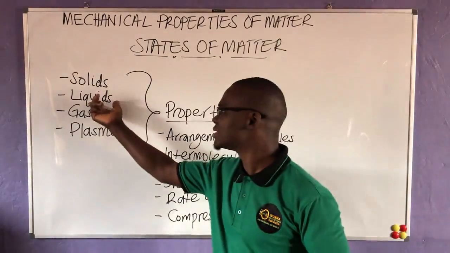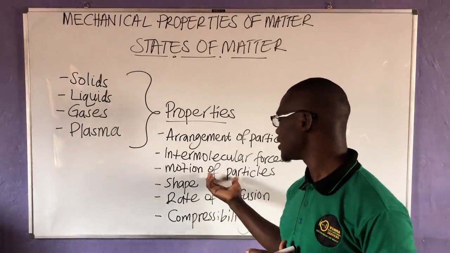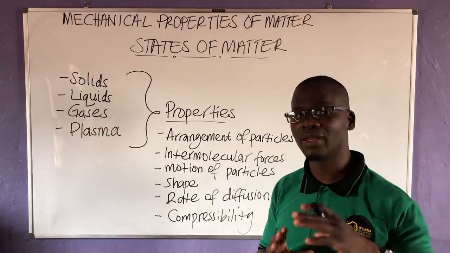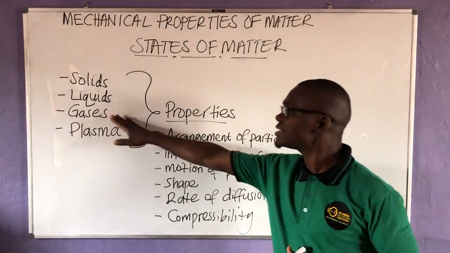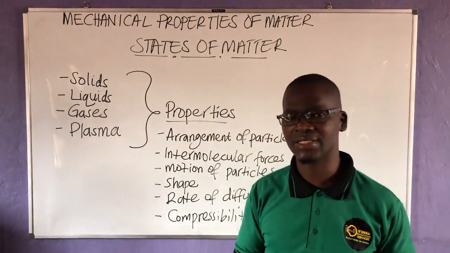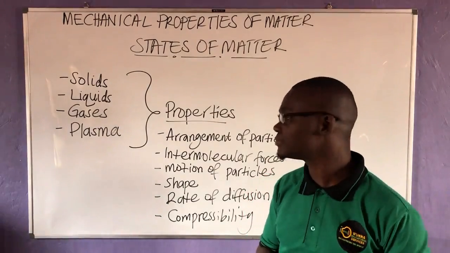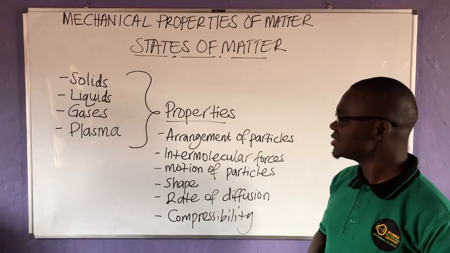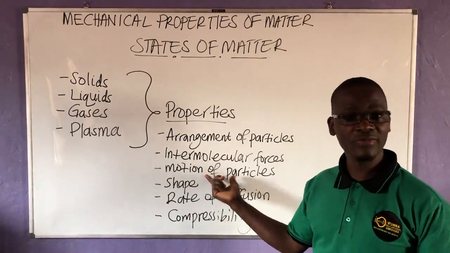Whereas for liquids, they have a little room for movement, and therefore the molecules or the particles in liquids move, but within a limited area. Whereas for gases, since they have weak intermolecular forces, they are free to move randomly in any direction. So that is for solids, liquids, and gases, looking at the motion of the particles.